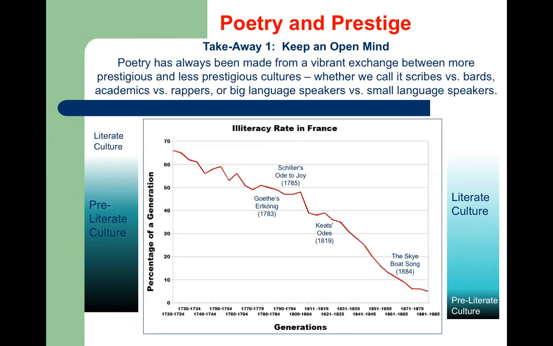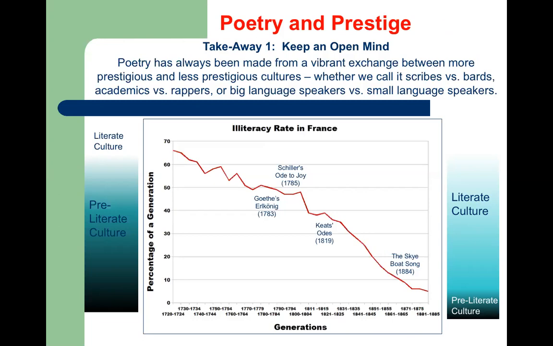So I just wanted to have three takeaways to keep in mind. Okay, the first is poetry has always been made from this exchange between more prestigious and less prestigious cultures. And you can define prestige in different ways. It can be the scribes versus the bards, in other words, the hackers versus the computer illiterate, if you wanted to update that metaphor a little bit. The academics versus the rappers or hip hoppers, the big language speakers like English or Russian versus the small language speakers like Kazakh or Uzbek.